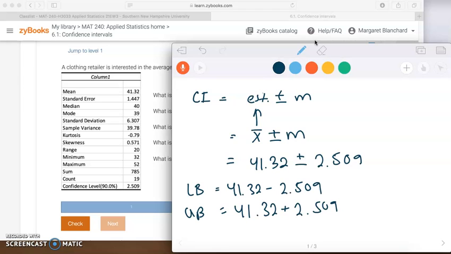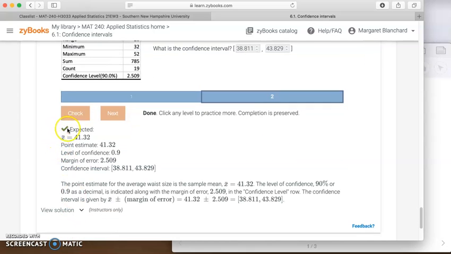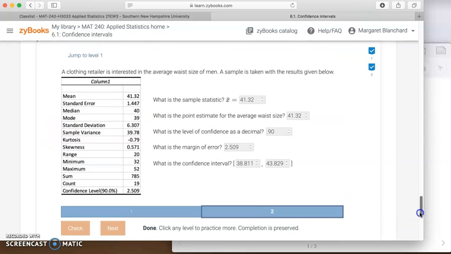Again, you can do this in Excel, or you can do this in any calculator you've got. I'm just doing it right here handy. 38.811. And then this is going to be equal to 43.829. So let's go ahead and put those answers over here. We have 38.811 for our lower bound. Our upper bound is going to be 43.829. Let's check our answers. Oop, nice little green check there. So that's just how you define your parameters and the different numbers that you get from Excel.